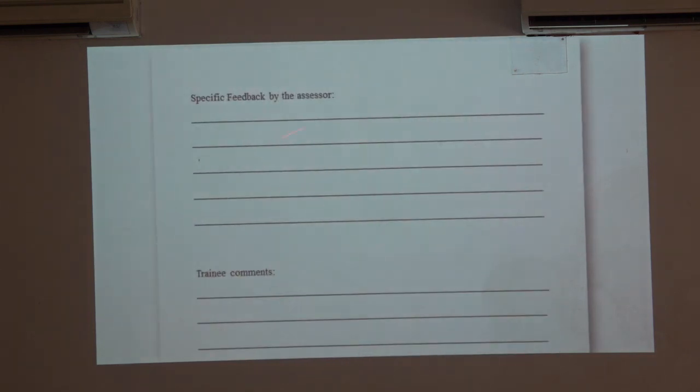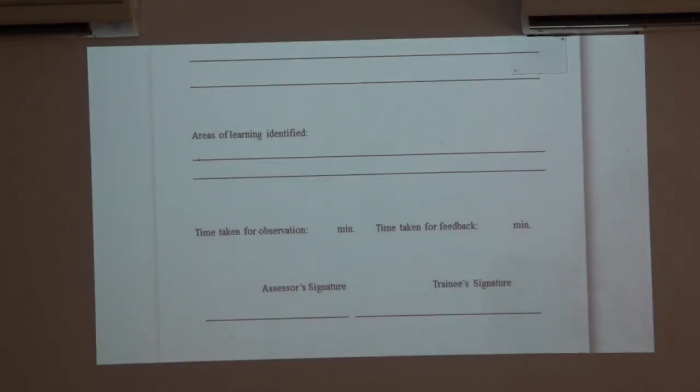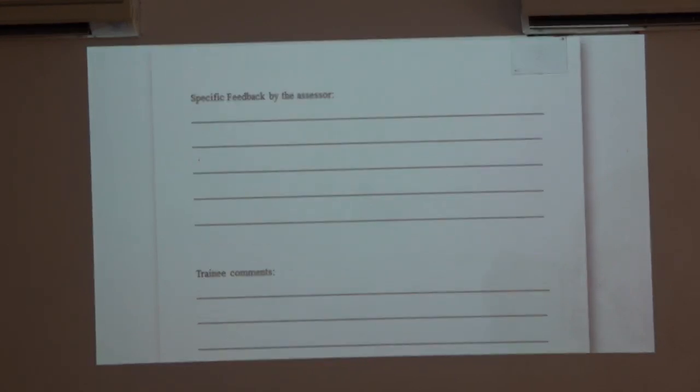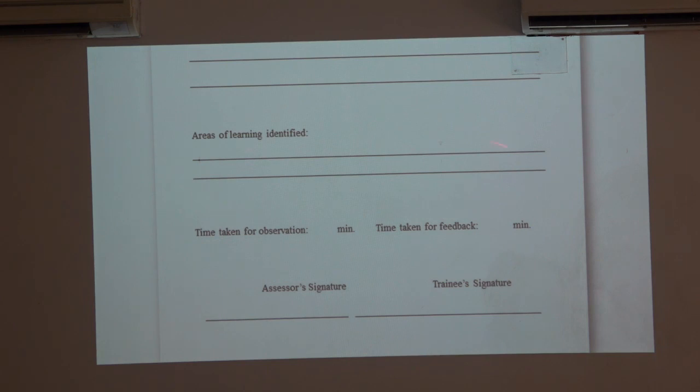This is the second part where there is any specific feedback by the assessor. It is feedback, so that is why it is a formative kind of assessment. Then trainee's comments. Trainee himself says what was his experience, or if he learned something new, or if he thinks that there were some lacunae. Areas of learning identified, a specific guidance is provided that maybe you should now learn this, or time taken for observation, time taken for feedback, and the signature. This is also done in 2 copies, one goes with the student, other with the assessor.